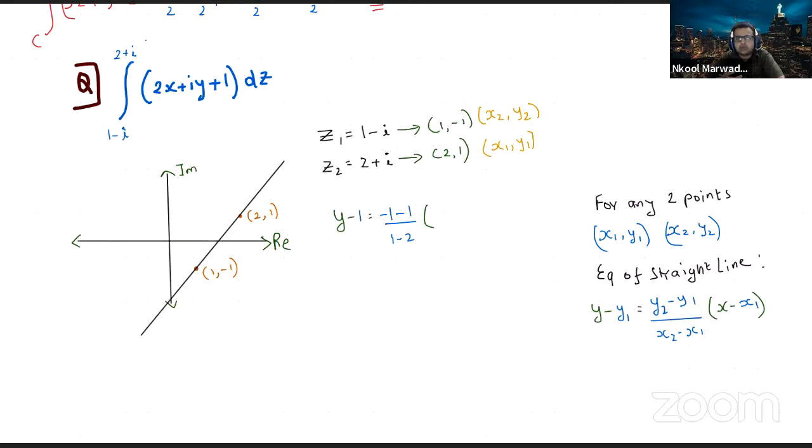So here the contour is a straight line, and we are finding the equation of the straight line. We know the 2 points, which we got from the limits, and these two points lie on a straight line. If we know the 2 points, then we can find the equation of the straight line using the formula which we are discussing: x minus x1, that is 1.